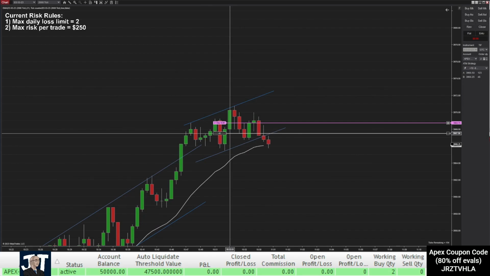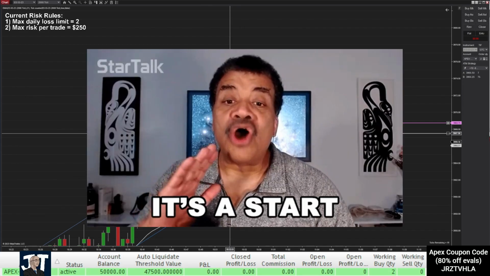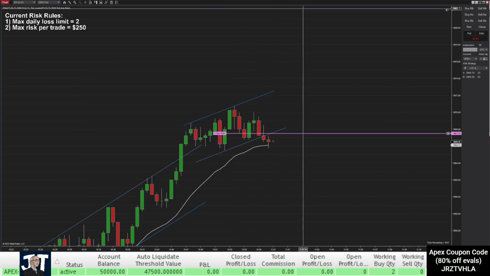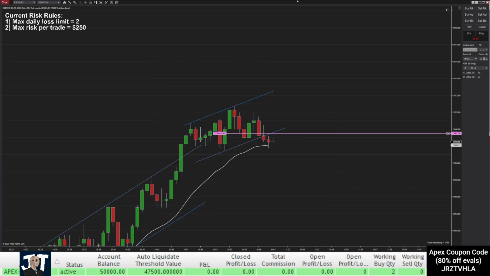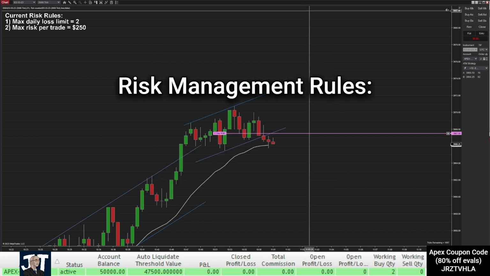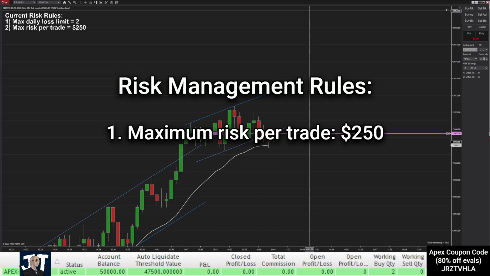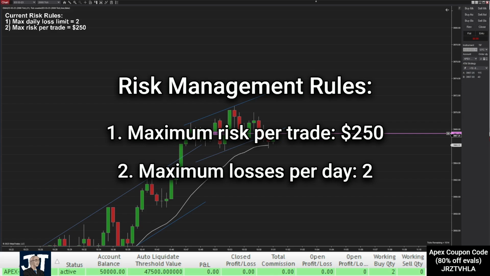Note that these rules are just a starting point, as I barely have any experience trading this setup right now. I'll be logging all my trades to collect data and will be making adjustments to these entry requirements as needed. I'm also going to continue with the same risk management rules I was using during the last eval account, which was setting the maximum risk of each trade to $250 and limiting my daily losses to 2.